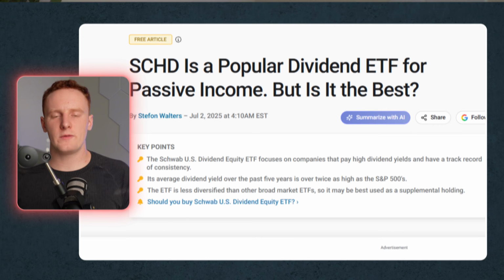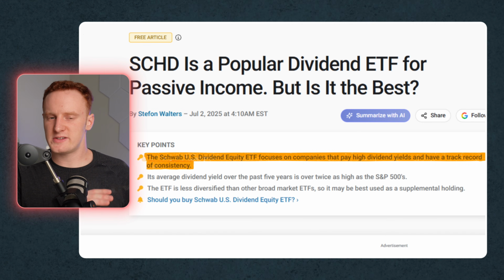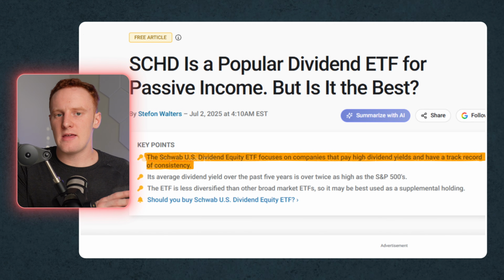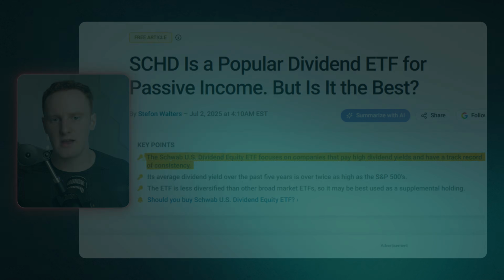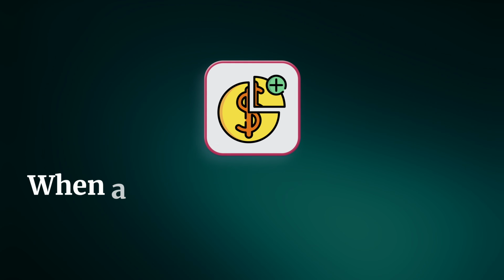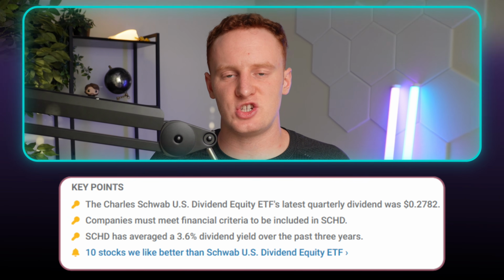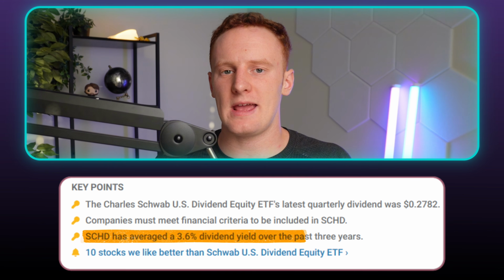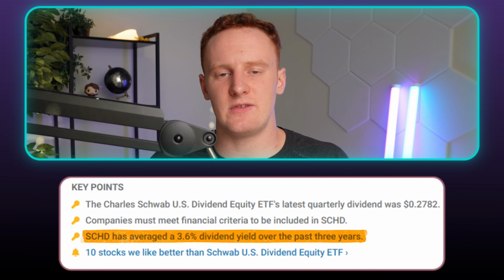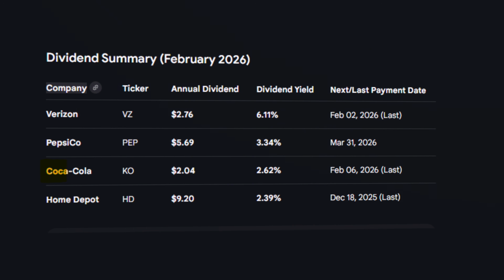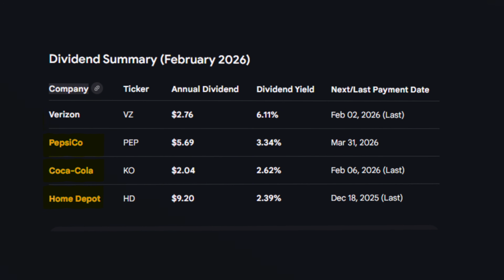This adds a lot of stability to our portfolio as well as some cash flow. What this does is allow you to invest in a lot of stable, profitable companies that consistently pay dividends. Basically, what a dividend is, when a company makes money, they take some of that profit and give it straight back to the investors. And not only is SCHD growing, it also pays out a 3.6% dividend on average. So this is going to be a lot less tech and more companies like Coca-Cola, Pepsi, Home Depot, and Verizon.